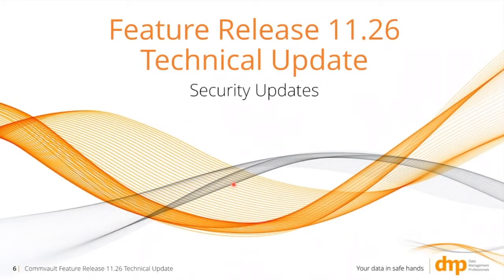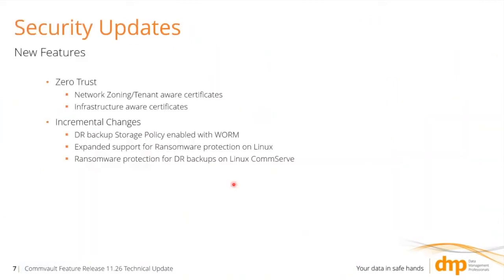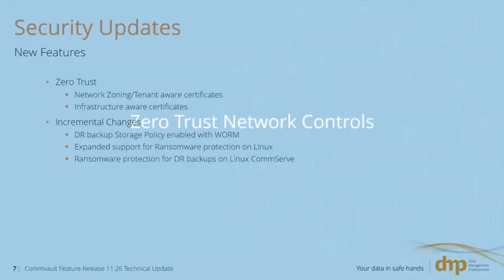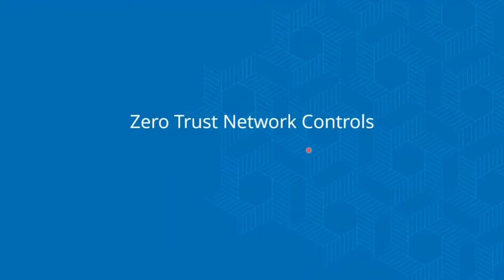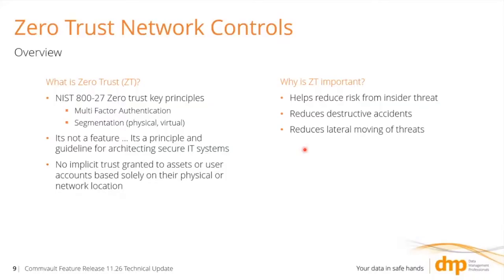So first, the technical update is the security updates. So what are the new features in future release 11.26? Network zoning, tenant-aware certificates because of the zero trust, and infrastructure-aware certificates. And some small incremental changes: the DR backup storage policy is enabled with WORM. Some expanded support for ransomware protection on Linux and ransomware protections for disaster recovery backup on Linux ComServe. So let's dive into a few of those topics a little bit more in detail.